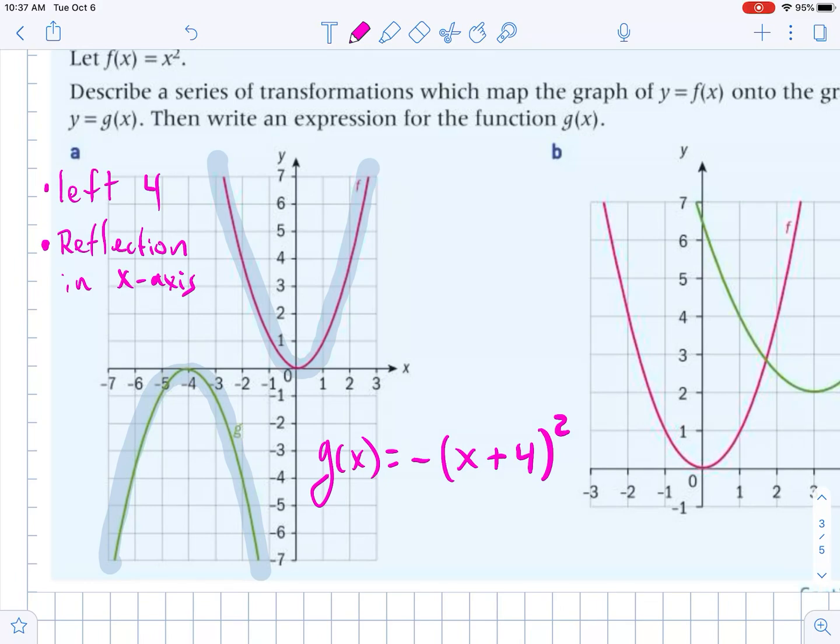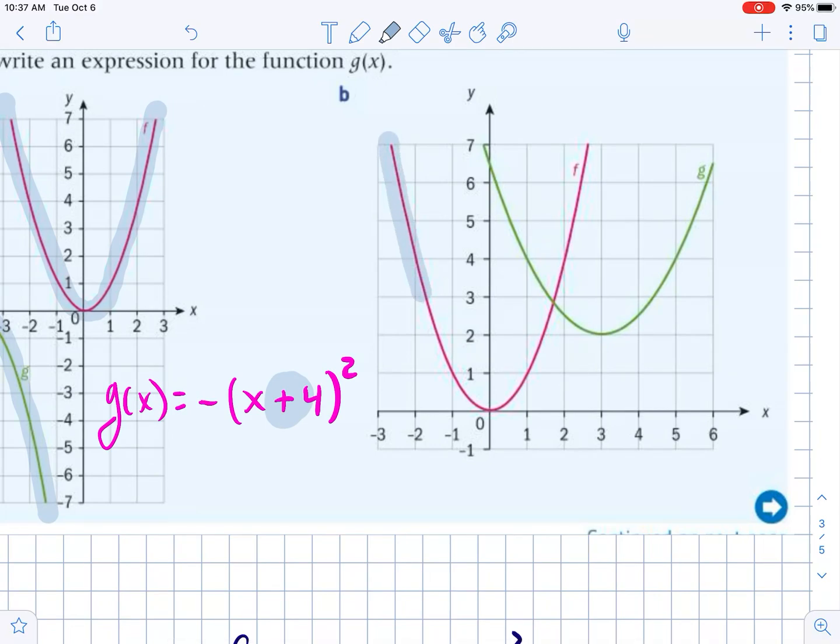But remember, inside a function, it is backwards. It's flippy-floppy of how you want it to be. So left 4 is actually a plus 4 inside the function. Anything inside moves it left-right. Anything outside moves it up-down. When you're inside, it's backwards. When you're outside, it's straightforward.